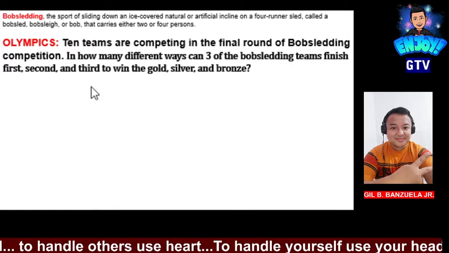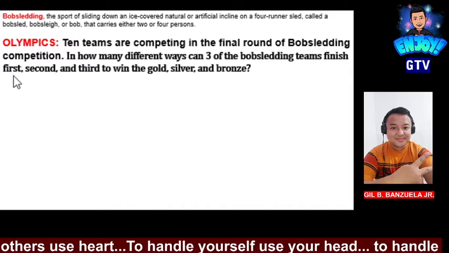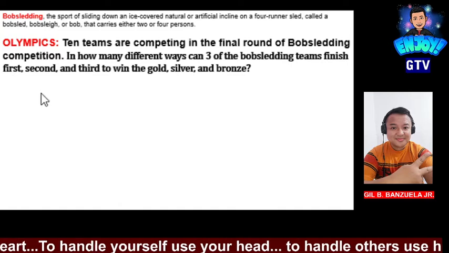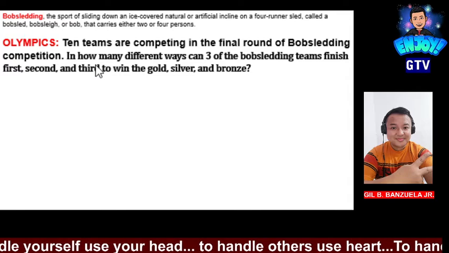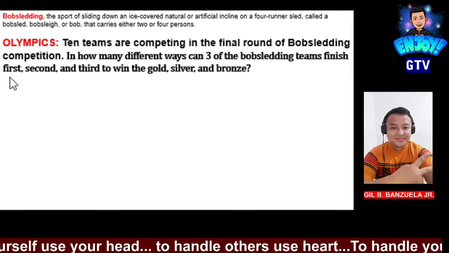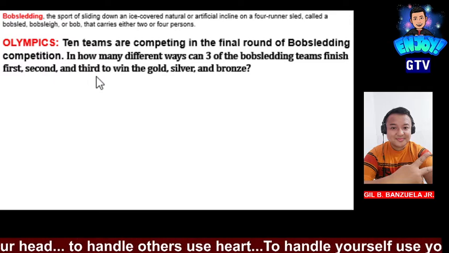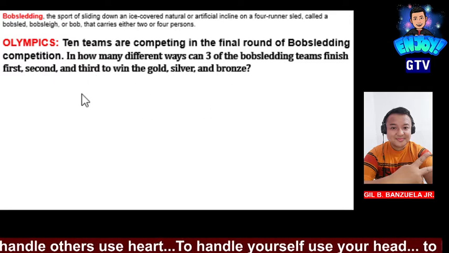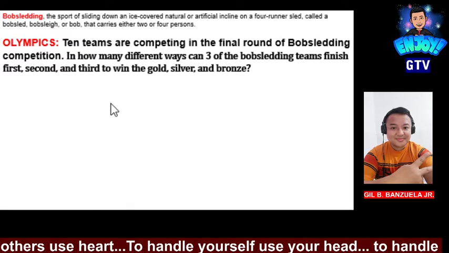If you could notice, guys, order matters here because we discussed the first, the second, and the third. The first cannot be the third, and the second can't be the third as well, because the first is the first, and the second is second, and the third is the third, to win the gold, silver, and bronze. So therefore, this particular problem is under permutation.